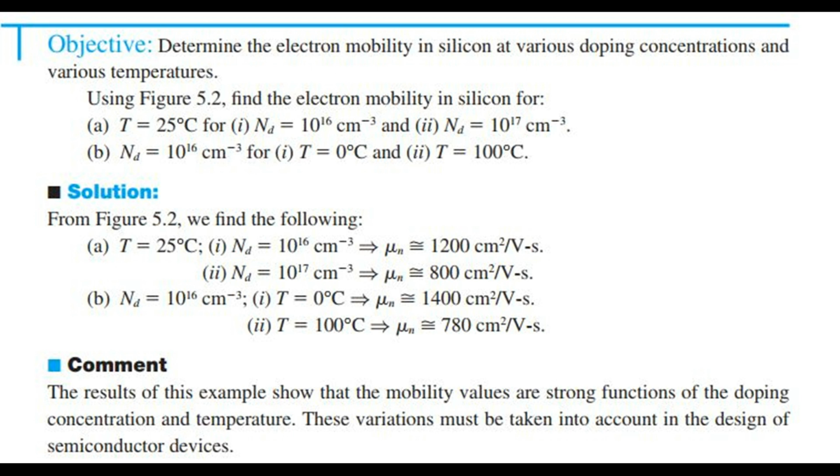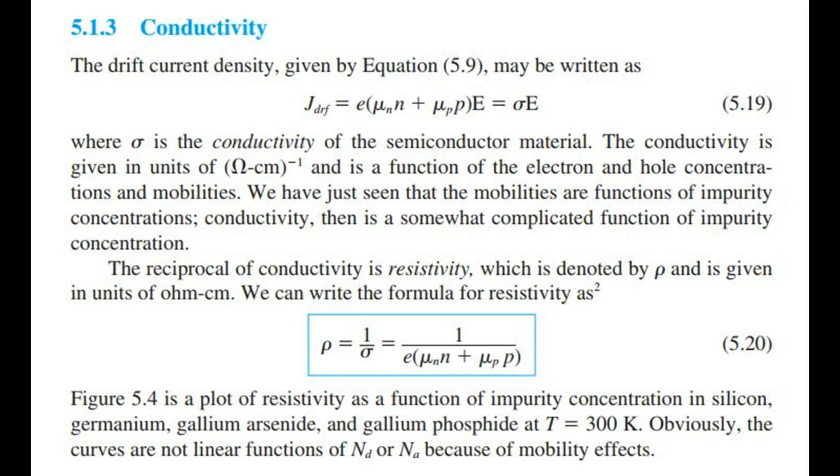Comment. The results of this example show that the mobility values are strong functions of the doping concentration and temperature. These variations must be taken into account in the design of semiconductor devices. Conductivity. The drift current density, given by equation 5.9, may be written as J equals sigma times E, where sigma is the conductivity of the semiconductor material.